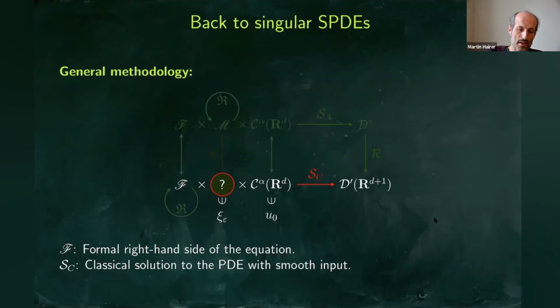And so you have a classical solution map here, right? So the C here stands for classical, S stands for solution. So you have a solution map, and what it takes as an input is an initial condition, a smoothened realization of the noise, at least. So at least for that one, I know how to define the classical solution map.